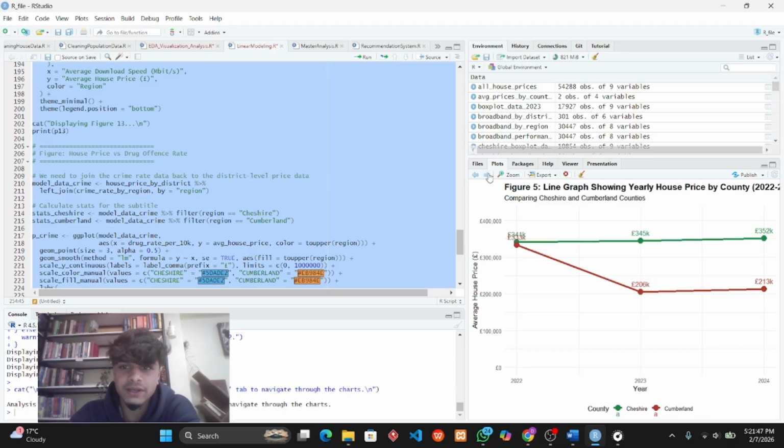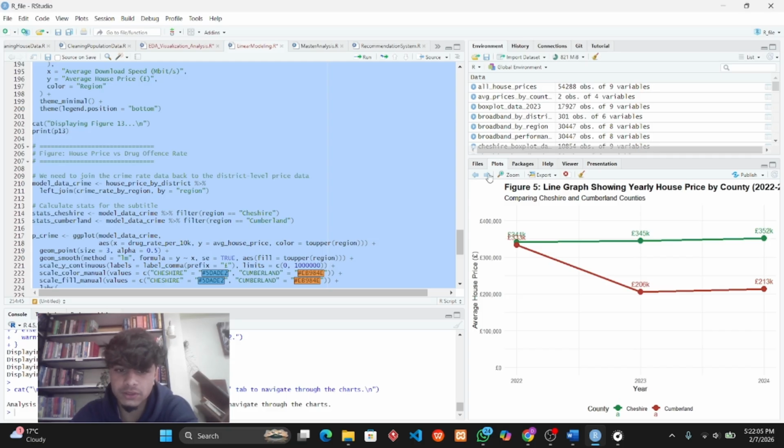So in figure 3, a line graph showing yearly house price by county, 2022 to 2024. This figure shows that house price increases in Cheshire but declines in Cumberland after 2022. This creates a clear difference in the two regions over time.